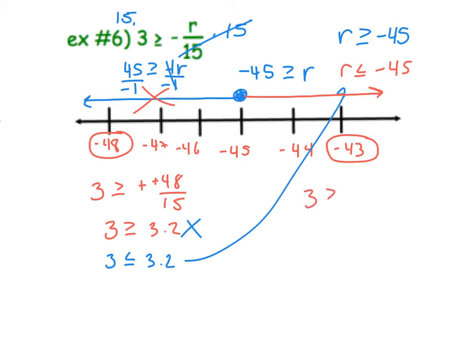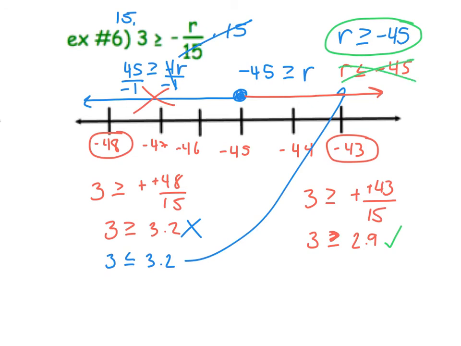If I take 3 is greater than negative 43 over 15, let's see what happens here. Again, this is going to form a positive. 3 is greater than or equal to, and I'm going to plug in, sorry, that's a greater than symbol, 43 divided by 15 into my calculator. And that's going to give me about 2.9. Now, if you look at this one, 3 is definitely bigger than 2.9. So this works out. So what ends up happening here is that r must be greater than or equal to negative 45 and not the original solution that I got.